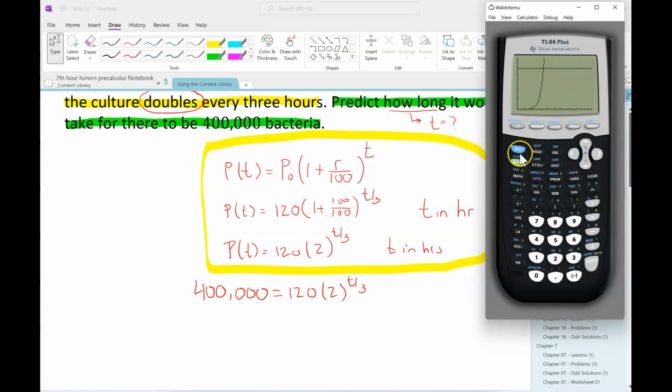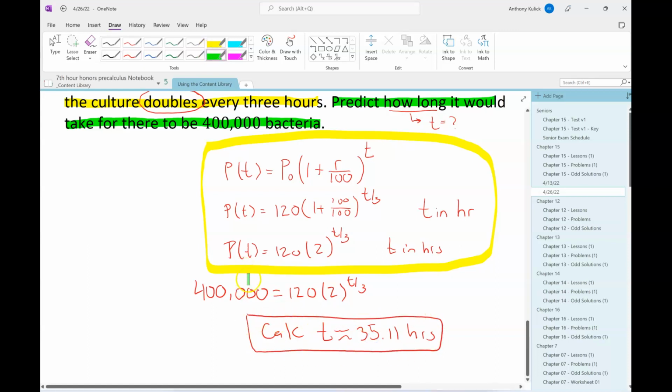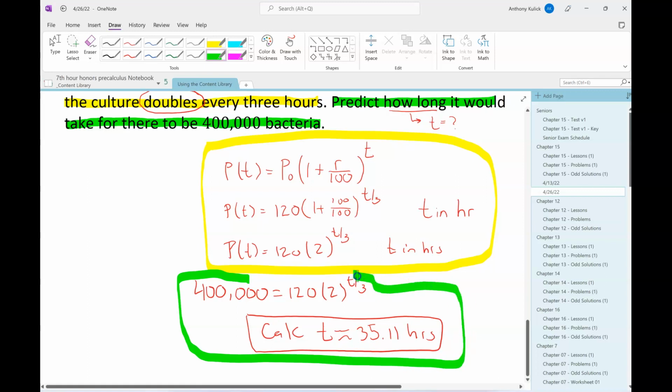To find that intersection, we press second and the trace button. Choose the intersect command. And then since there's only 2 curves and 1 intersection, I can just press enter 3 times. And my solution is at 35.11 hours. Everybody feel okay doing that?